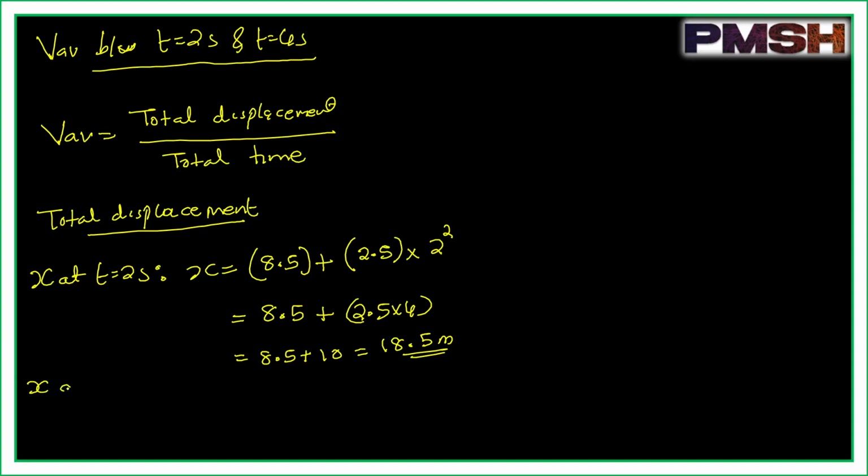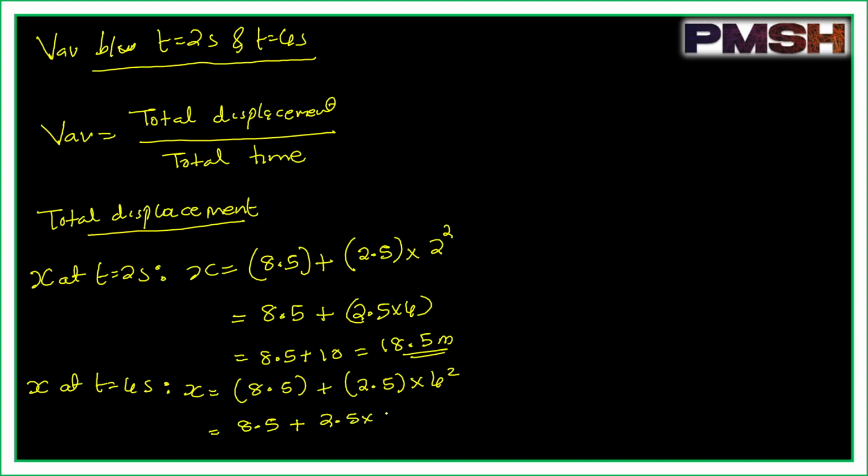Now let us find the displacement at t is equal to 4 seconds. Again you have to use the same expression. x is equal to a, which is 8.5, plus bt square, b is 2.5. The t square changes to 4 square. Clear? So this is 8.5 plus 2.5 multiplied by 16. So that is 8.5 plus 40, which gives 48.5 meters.